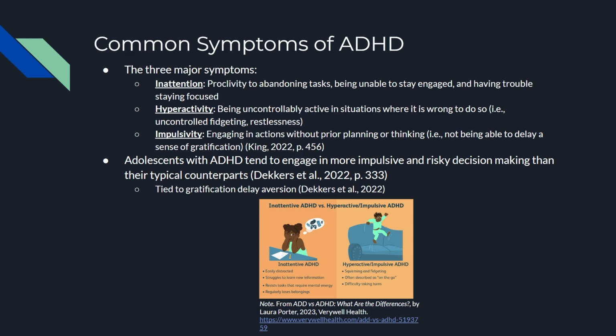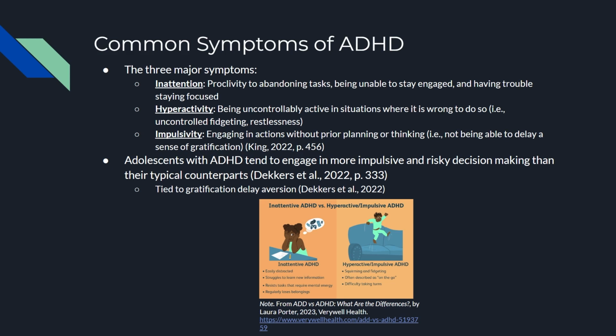So keep that in mind. It's not just like normal children not being able to sit still. This is a very different, very uncontrollable type of behavior. Signs of hyperactivity include uncontrolled fidgeting and restlessness. Finally, impulsivity is when an individual engages in actions without planning or thinking ahead. This is usually done in situations where someone, such as a child, is unable to stop themselves from doing something that gives them a sense of gratification.